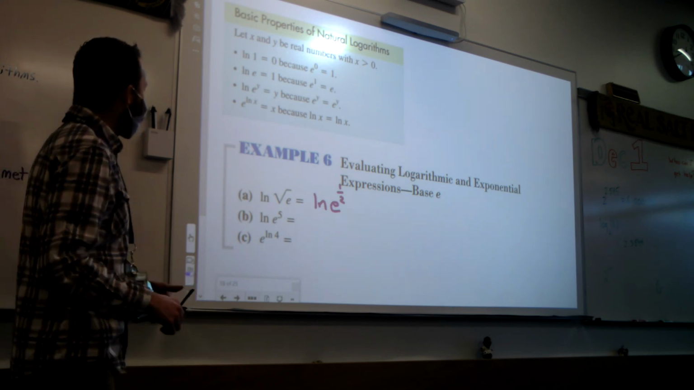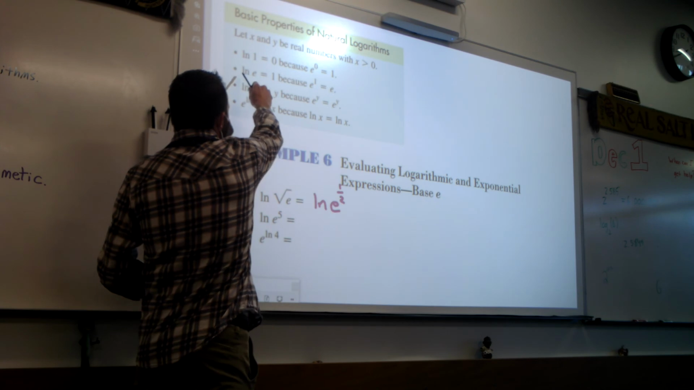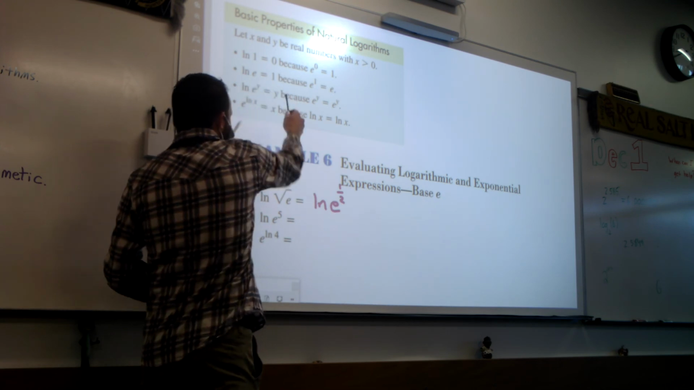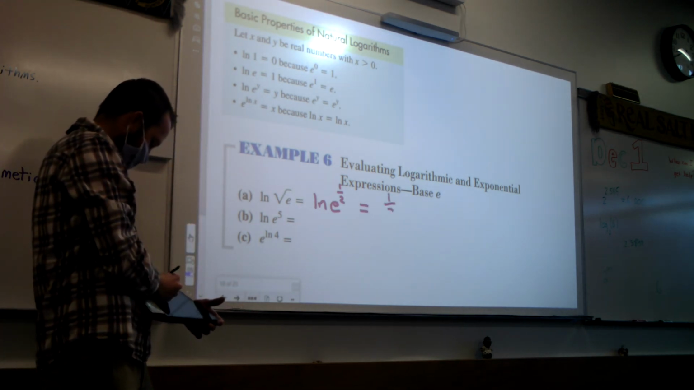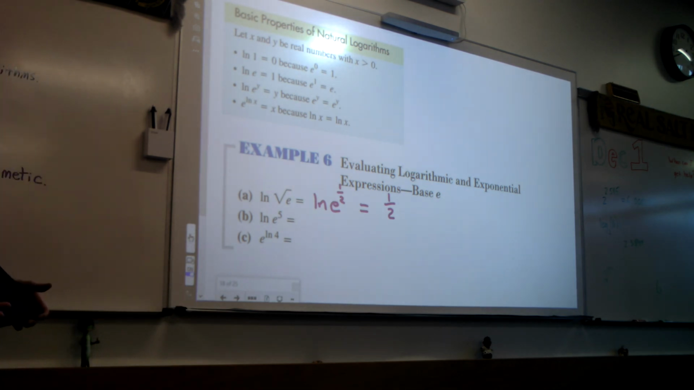Now look at your properties. What happens when you get ln of e? It's going to become 1. What if there's an exponent? Well, then it just simplifies to that exponent. So what is that going to become? Good job. How could you check your work? You plug it in your calculator and it gives you 0.5.